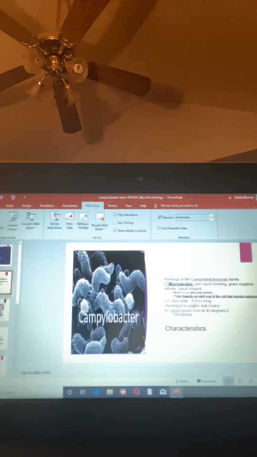So again, its characteristics here, as you can see. Again, it can be a rod or it could be spiral, a corkscrew. That's how it moves. It's motile. It's able to move because of the flagella, which is unipolar on the end. It basically helps it with gliding and moving and burrowing right through your intestines.